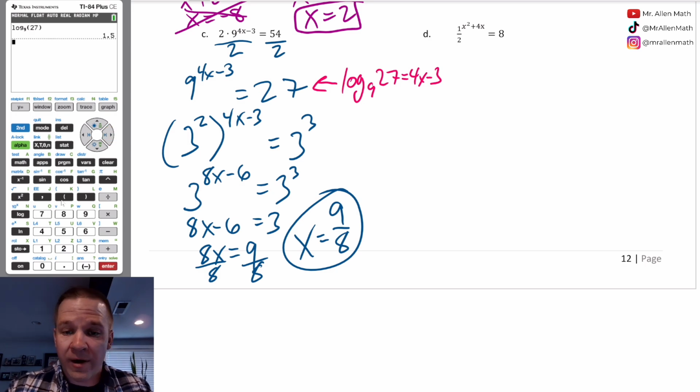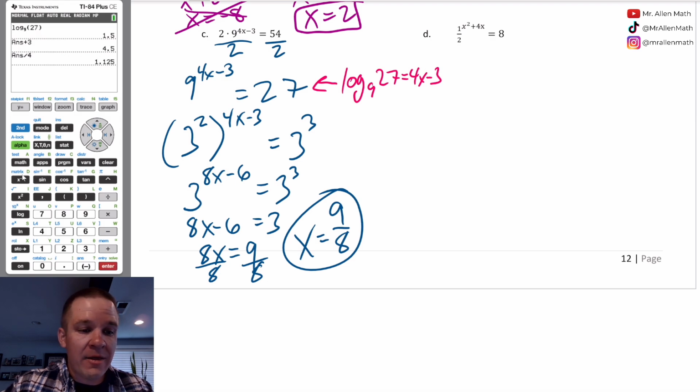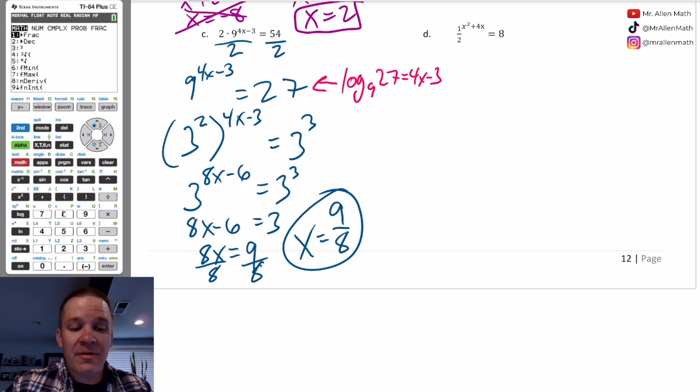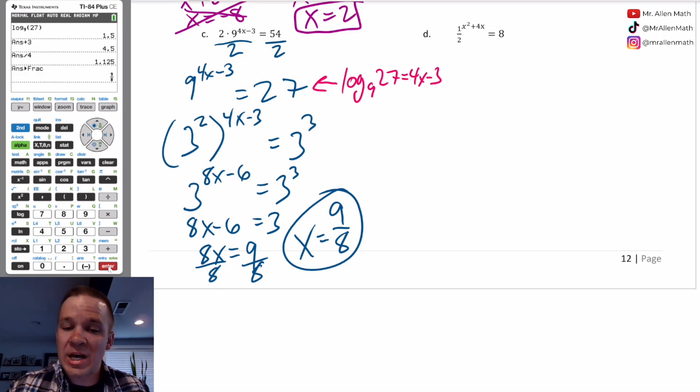I get 1.5. We're going to add 3, right? So add 3, enter, divide by 4, hit enter. And then if we hit math and then frac, I'm going to get 9 over 8. Same answer. Cool? So you could go through that one with your calculator if you so choose. I prefer doing it by hand, but I don't know. I'm weird, right? Okay, cool.